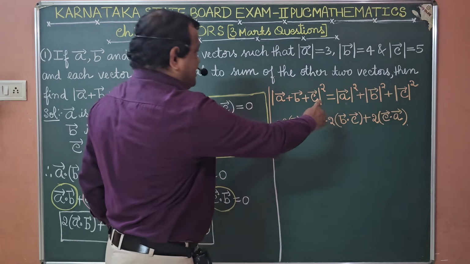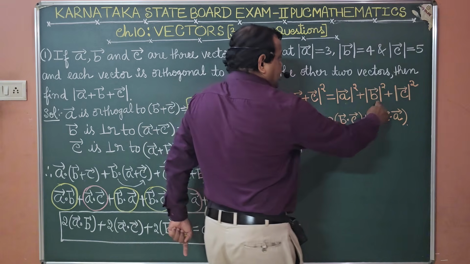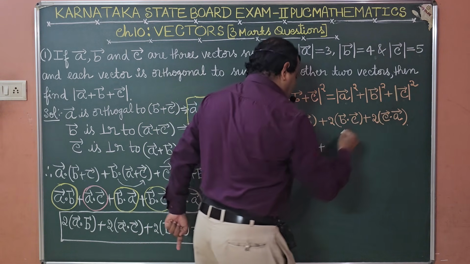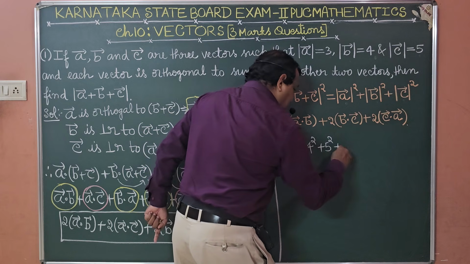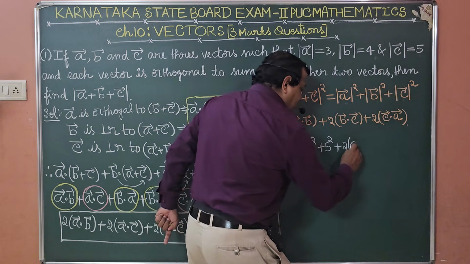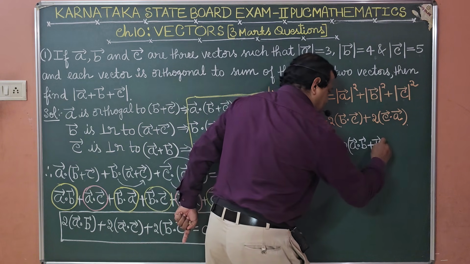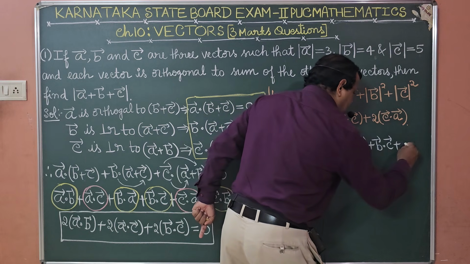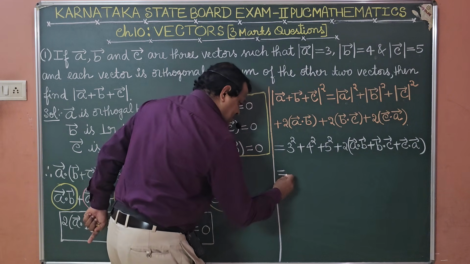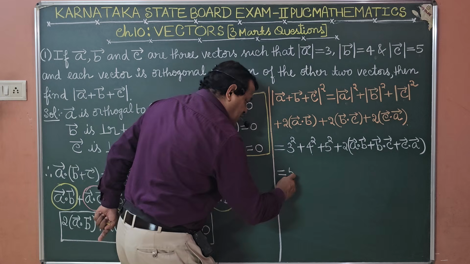Say magnitude of A vector squared, which is given as 3, so 3 squared, plus magnitude of B vector squared, 4 squared, plus magnitude of C vector squared, 5 squared. From the remaining 3 terms I will take 2 common: 2 into A dot B, plus B dot C, plus C dot A. And my dear students, this is easy. 9 plus 16 is 25, plus 25, so 50.